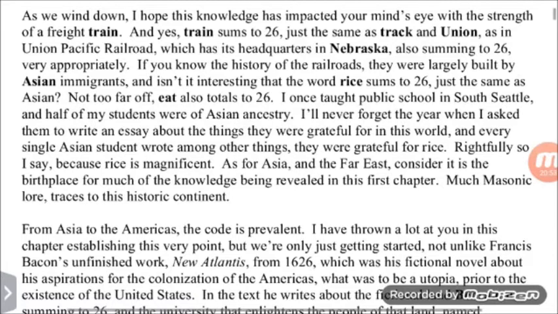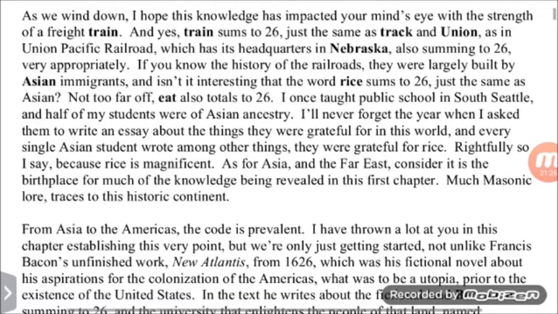And yes, train sums to 26, just the same as track and Union, as in Union Pacific Railroad, which has its headquarters in Nebraska, also summing to 26, very appropriately. If you know the history of the railroads, they were largely built by Asian immigrants, and isn't it interesting that the word rice sums to 26? Just the same as Asian? Not too far off, eat also totals to 26.